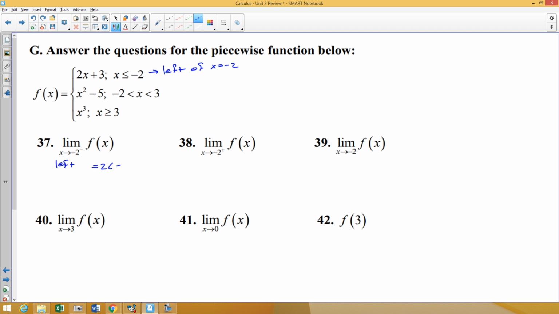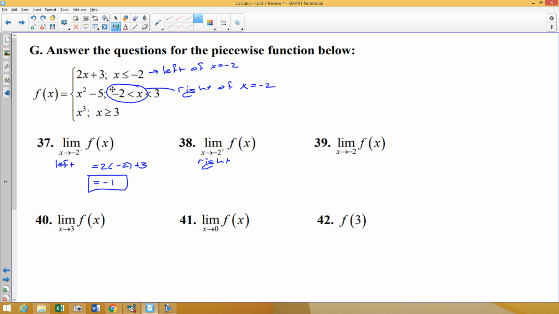So that'd be 2 times -2 plus 3, which is -1. So there's your answer to 37. 38, we're looking at the right side of x equals -2, and the right side is right here. You want to stay just to the right. I know that x is greater than 3 is on the right side of 2, but you don't want to go that far away, or -2 I mean.